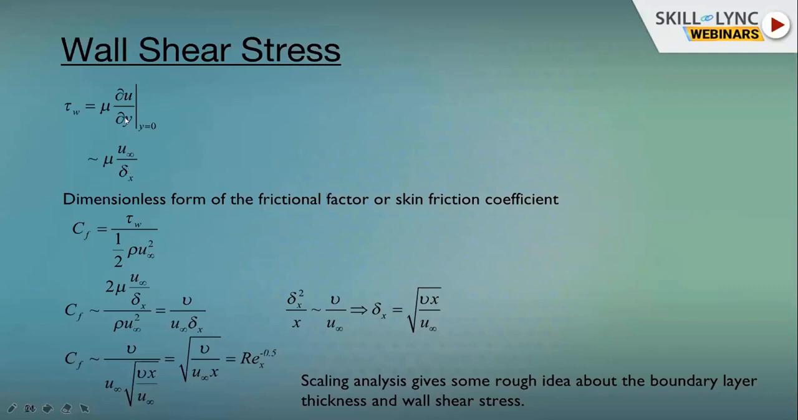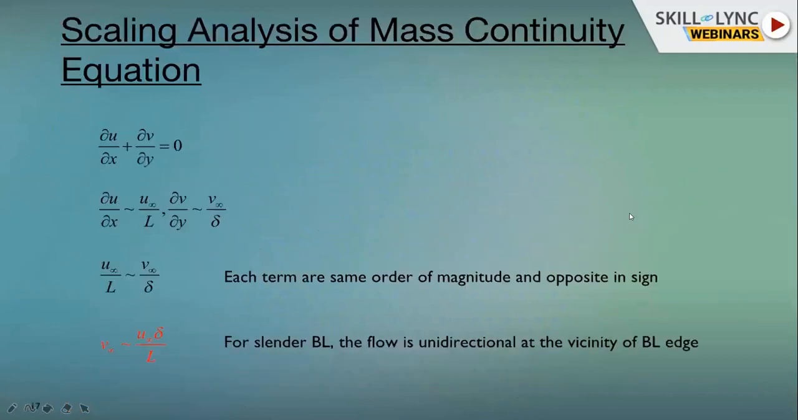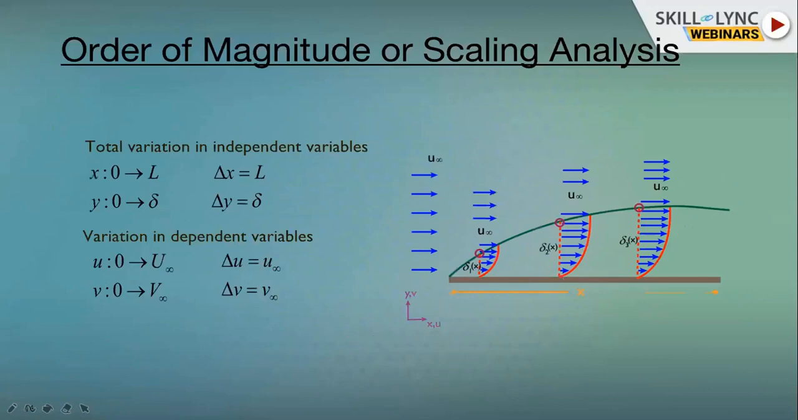Then we have a functional notation for this wall shear stress. We can plot it over here. Then we find the skin friction coefficient is proportional to my Reynolds number at a location x to the power minus 0.5. It means if I know my x distance from a particular point, I can have a skin friction assessment.